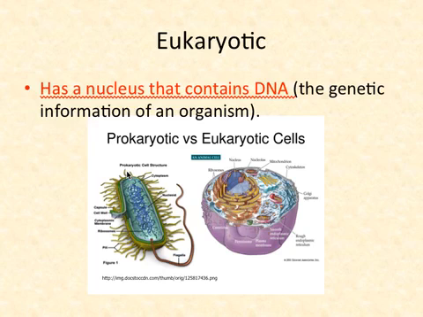The next term is eukaryotic. And eukaryotic means that the cells have a nucleus that contain the DNA. In this image right here, we have a bacteria cell. Bacteria cells are prokaryotic, meaning they don't have a nucleus. So the DNA just floats around throughout the entire cell. But in animal cells and other eukaryotic cells, the DNA is enclosed in a nucleus. So all animals have eukaryotic cells, meaning the DNA is enclosed in a nucleus.